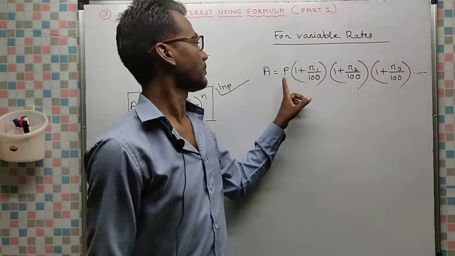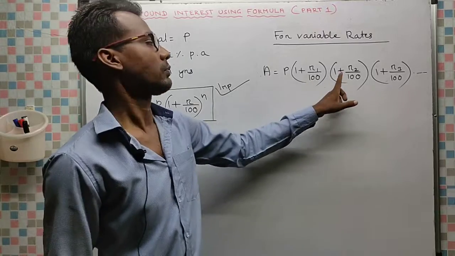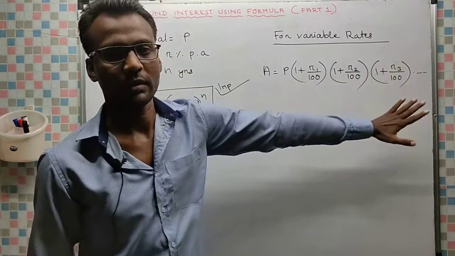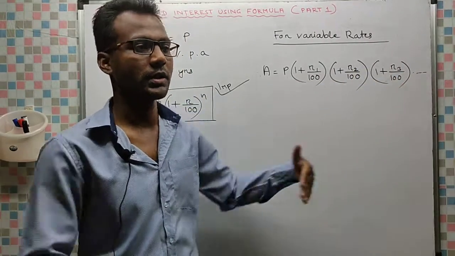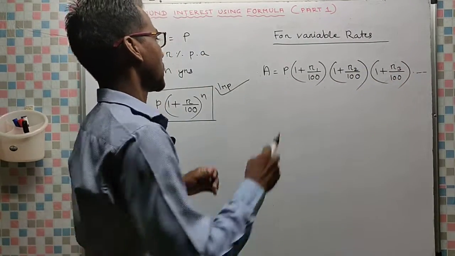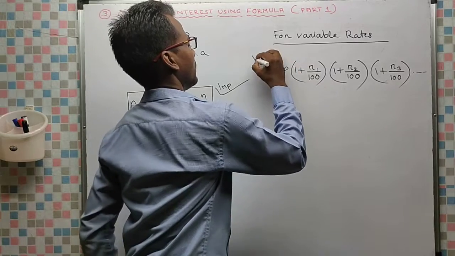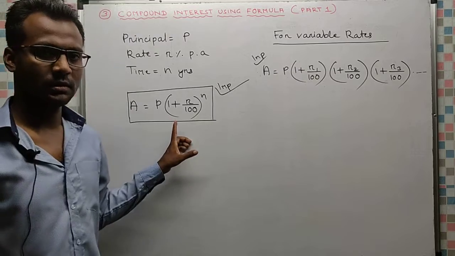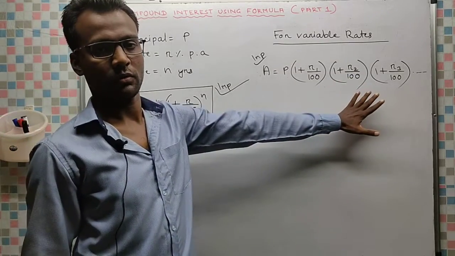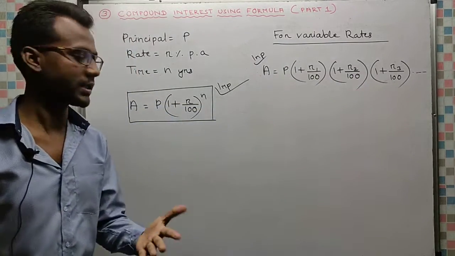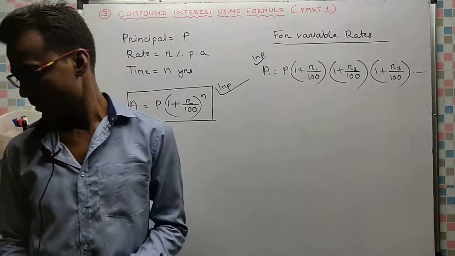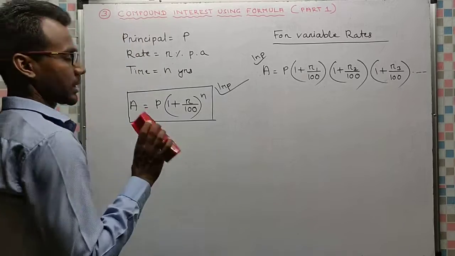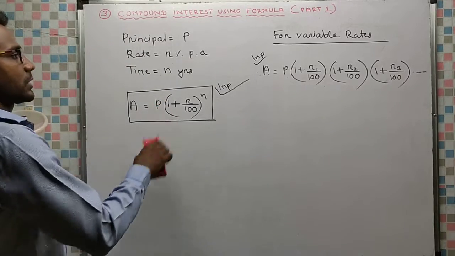Then amount will be P into 1 plus R1 by 100 into 1 plus R2 by 100 into 1 plus R3 by 100 into 1 plus R4 by 100 into 1 plus R5 by 100. So in this way it can continue. So these are two formulas. If you remember this, you can easily get this. Also you can find the formula for compound interest as I had found here. So this is the only formula that you have to remember in this whole chapter. Now let us go to problems, solving problems based on this formula.